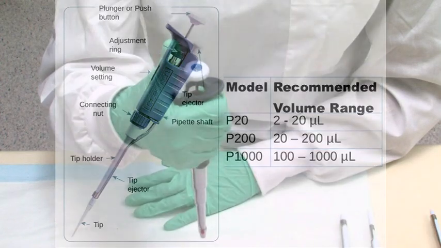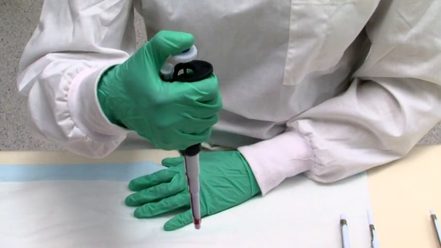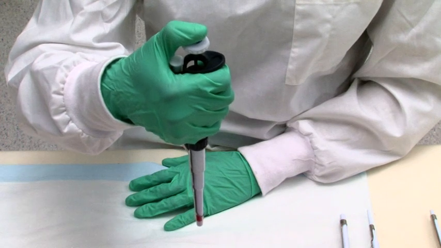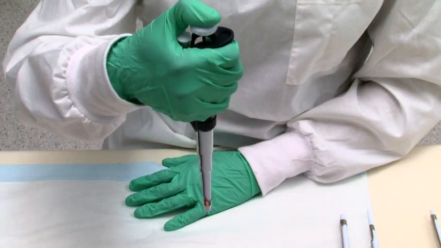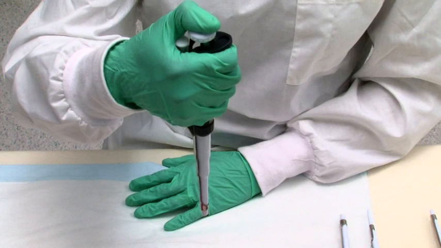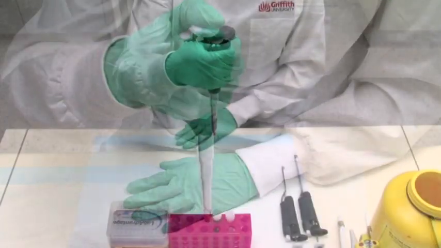The plunger has two positions when it is depressed. The first position is called the first stop. By applying additional pressure to the plunger, you will reach the second stop.